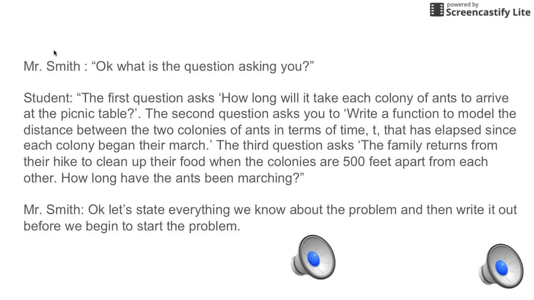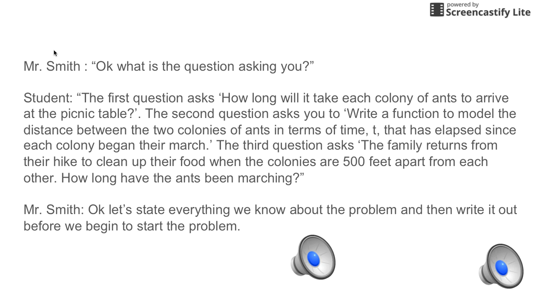Okay, what is the question asking you? The first question asks, how long will it take each colony of ants to arrive at the picnic table? The second question asks you to write a function to model the distance between the two colonies of ants in terms of time, t, that has elapsed since each colony began their march. The third question asks, the family returns from their hike to clean up their food when the colonies are 500 feet apart from each other. How long have the ants been marching?